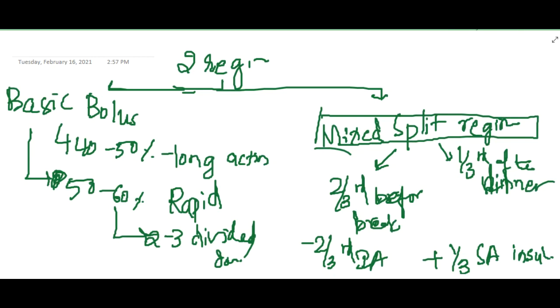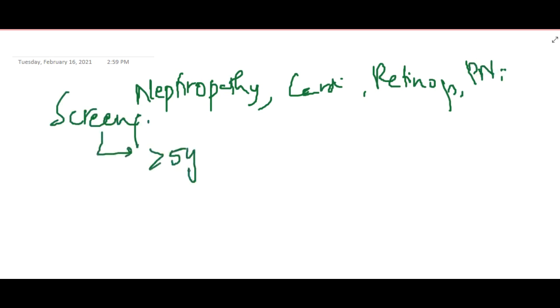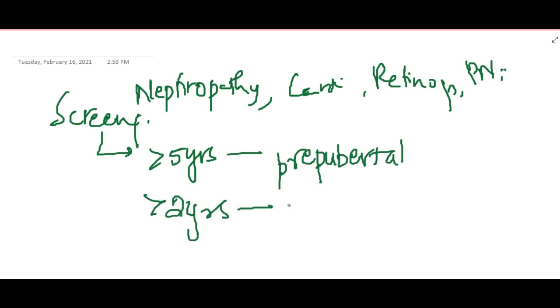Then the screening of complications. The patient can have complications of diabetes mellitus, especially nephropathy, cardiopathy, retinopathy, and peripheral neuropathy. All these can occur. Screening for these complications should be started after 5 years of diagnosis in prepubertal children, and in pubertal children you should start it after 2 years of diagnosis.